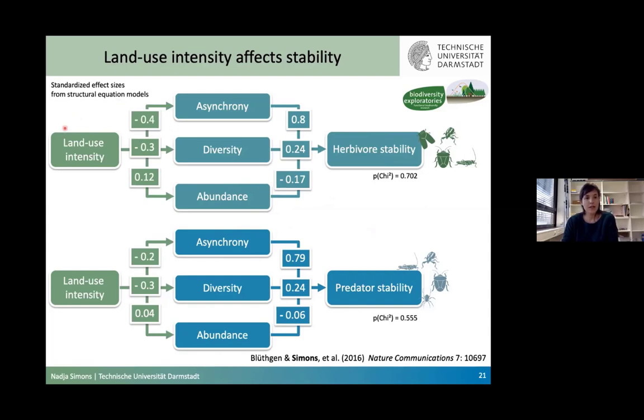Overall, land use intensity negatively affected both asynchrony and diversity. So in total, land use intensity decreased stability for both herbivores and predators. This means that land use intensity likely acts as a filter for species which react similarly to changes in environmental conditions. So by filtering the community towards species that react more synchronously over time, the overall stability of the community strongly decreases.